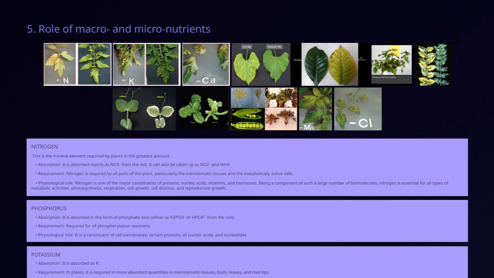Phosphorus is involved in forming nucleic acids, ATP, and other energy-related molecules. It supports cellular growth, division, and metabolic activities. Plants mainly absorb phosphorus as phosphate ions, H2PO4- or HPO4 2-, and it's required in all parts of the plant.